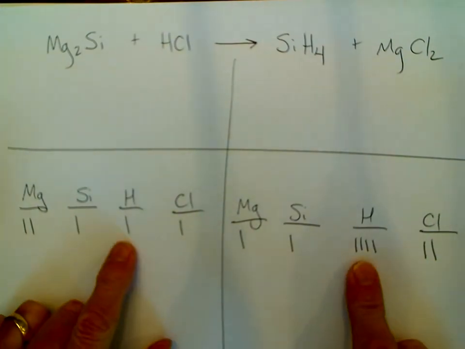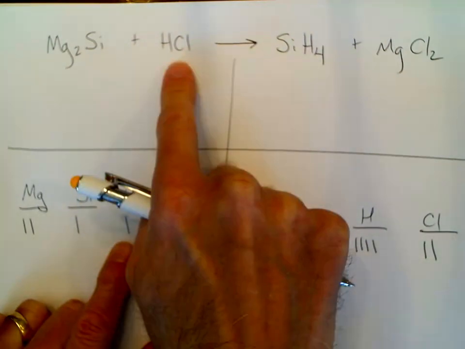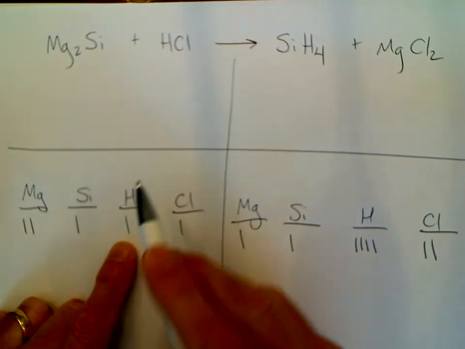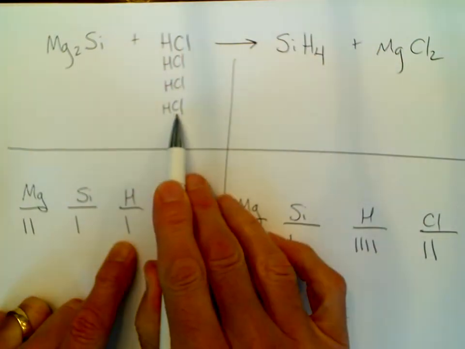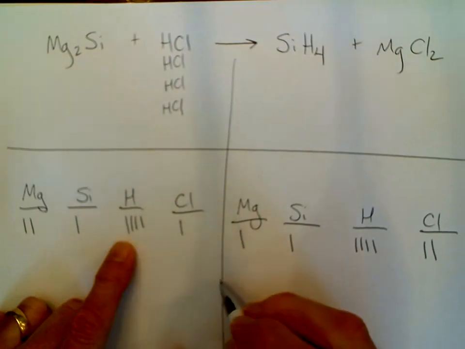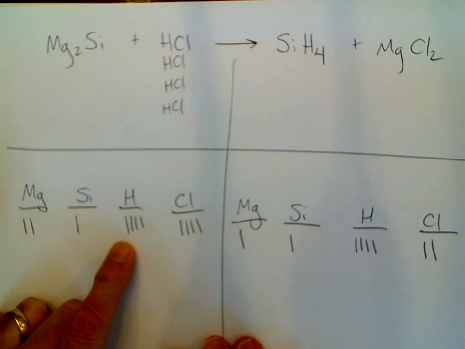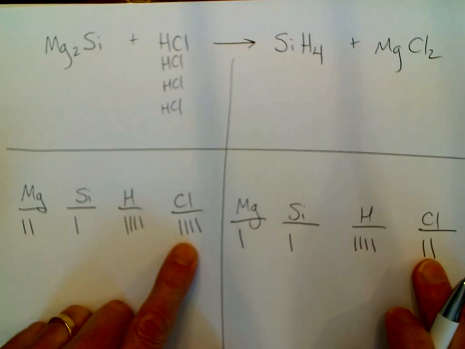All right, you can see a mismatch here. I need some hydrogens, right? So let's add. This is the only way I can get hydrogens over here is to add this. So I'm gonna just add 3 more to get a total of 4. Yeah? So I changed this side, so I got to change these, and now I have 4 hydrogens, and I have a total of 4 chlorines.